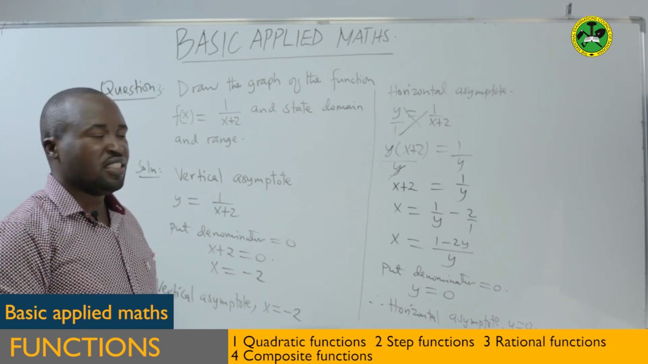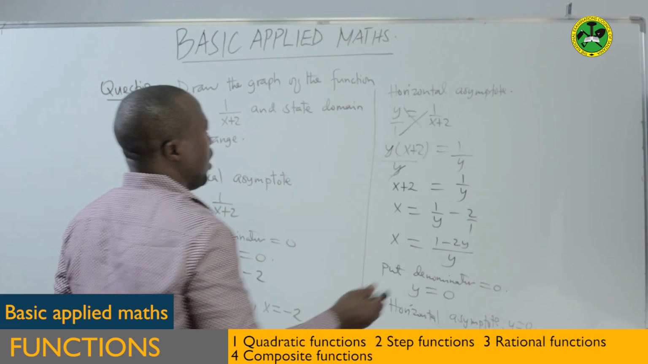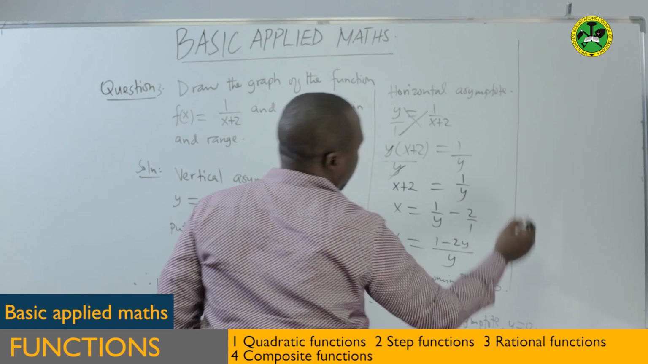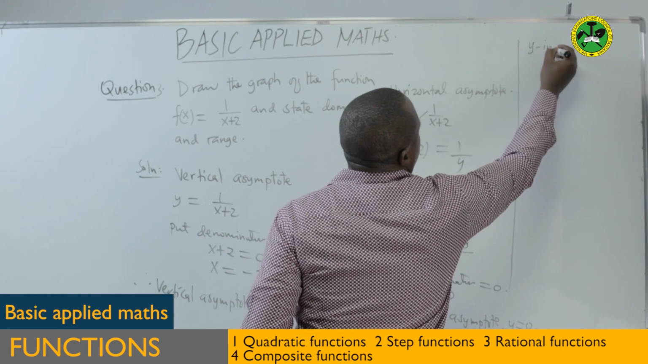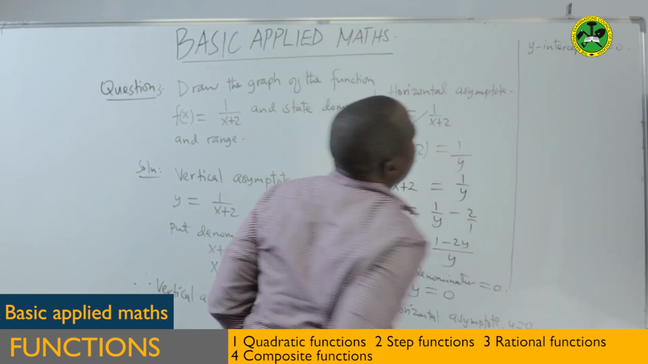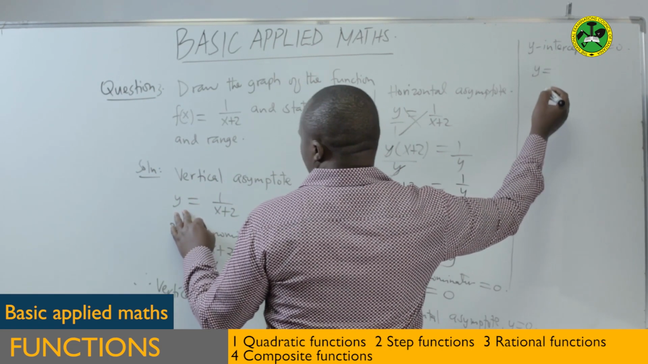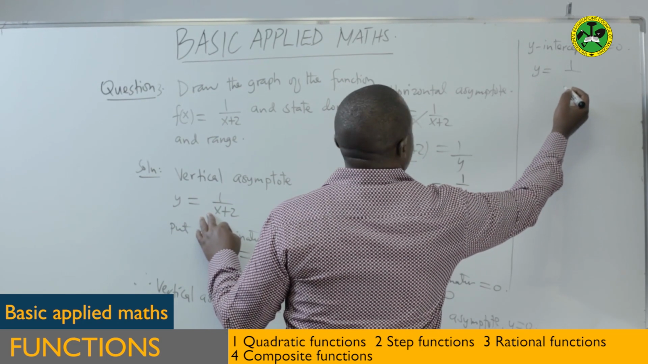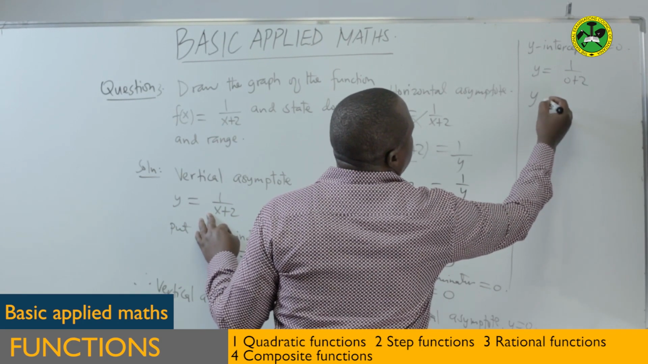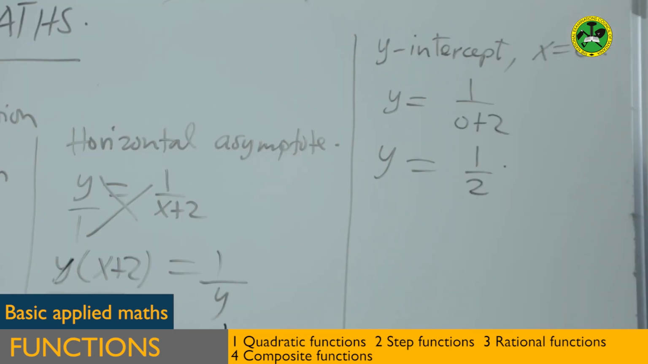So, my dear student, you can find the y-intercept by using our equation. So get the y-intercept. Of course, the y-intercept occurs when x is equal to 0. So here we have y is equal to 1 over 0 plus 2. So the y-intercept will be equal to 1 over 2. So that is where the graph will cut the y-axis.